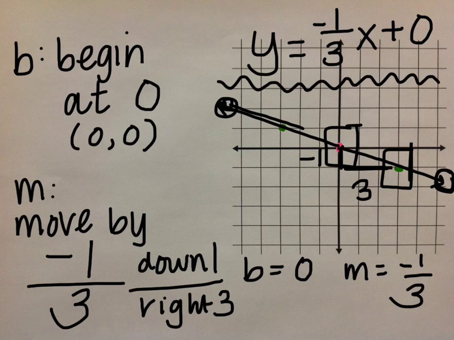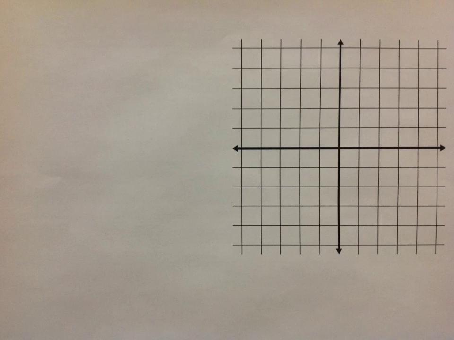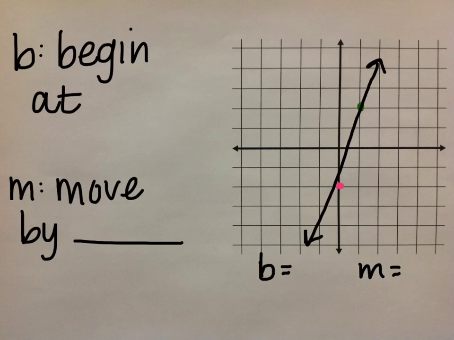What I've done is I started by identifying my y-intercept, and then I found a second point on the graph, and I determined how I moved from that point on the left to the point on the right, and in this case I went down 1 over 3 for a slope of negative 1/3. Let's try one more example. And by one more, I mean another one. We'll do a couple more examples.